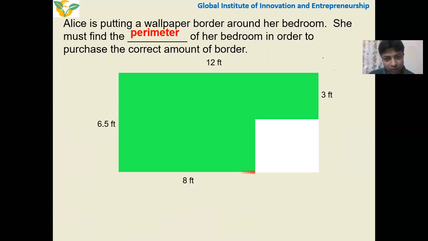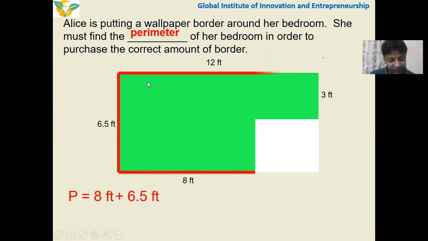So how does it go? This is 8 feet. This is 6.5. I will add it in 6.5. This is 12 feet. And this is 3 feet. Up to here it is fine, but we don't know this distance. How will we calculate this distance?